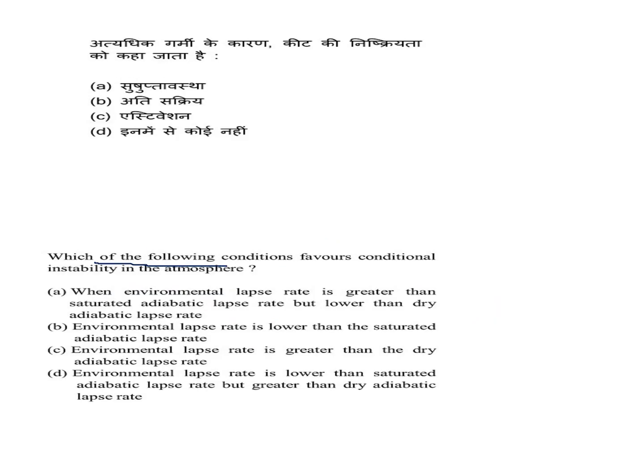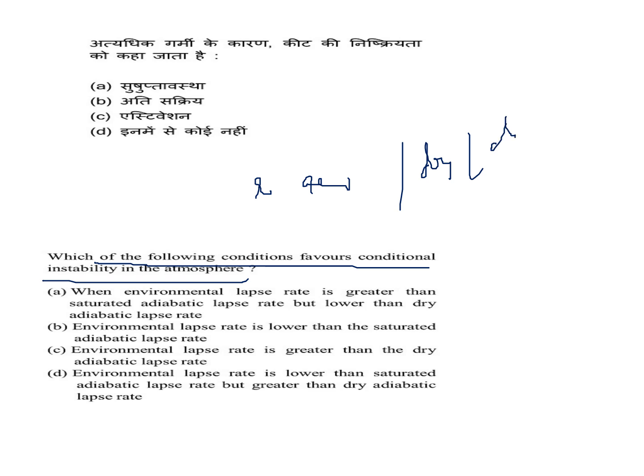Which of the following conditions favor conditional instability in the atmosphere? Conditional instability occurs when atmospheric stability depends on whether the rising air is saturated or dry.